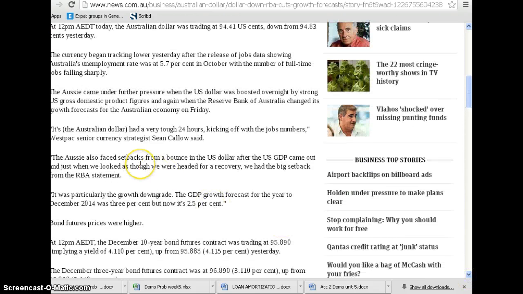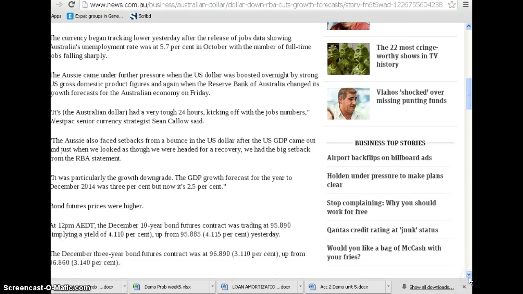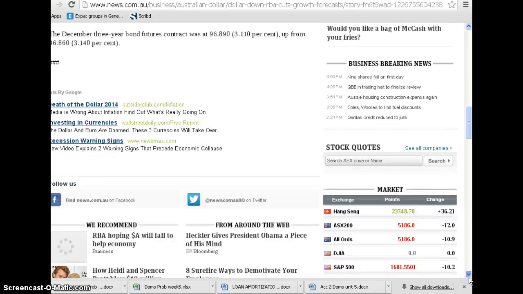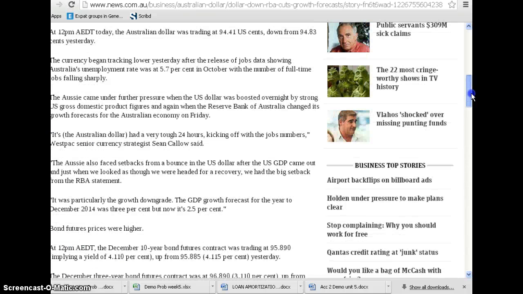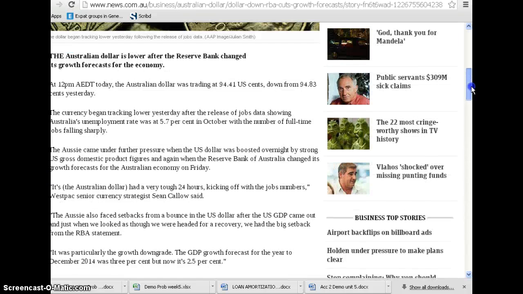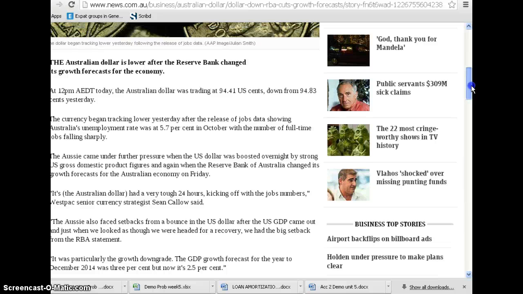Additionally, the Aussie also faced setbacks from a bounce in the US dollar after US GDP came out, and just when it looked as though we were heading for recovery, we had a big setback from the RBA statement. So what's going on here is the Australian dollar is getting weaker. The US economy is growing, so more money seems to be flowing apparently into US dollars as opposed to Australian dollars. Therefore, with supply and demand, there's more demand for US dollars as opposed to Australian dollars right now.